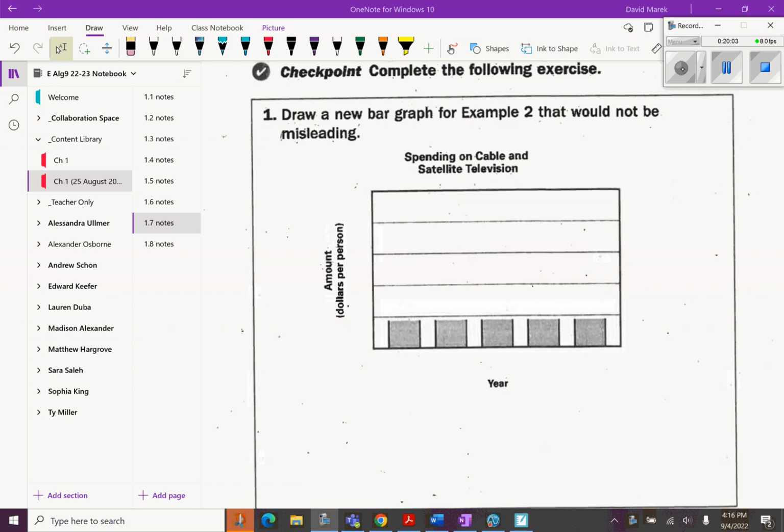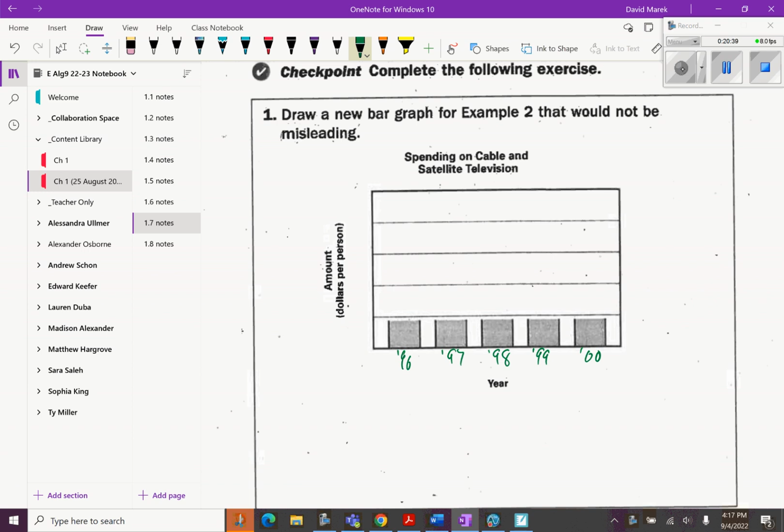Okay, let's take a look at what you hopefully did. One of the first things that I would look at is the fact that, yes, year is labeled, but of these individual rectangles here, we need to specify that this is 96, 97, 98, 99, and the year 2000. Okay, so make sure that you have those labeled.